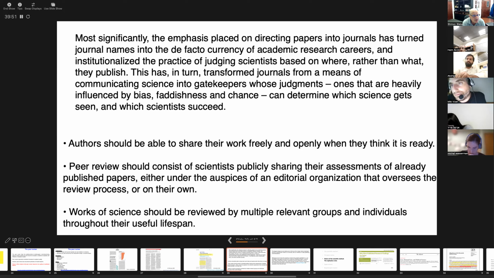So the idea here is to open it up and have a response of the whole community rather than rely on 2 or 3 reviewers. And officially there might be established scientists, but it could be the students who are doing the review. There was a question. Yes, go ahead.